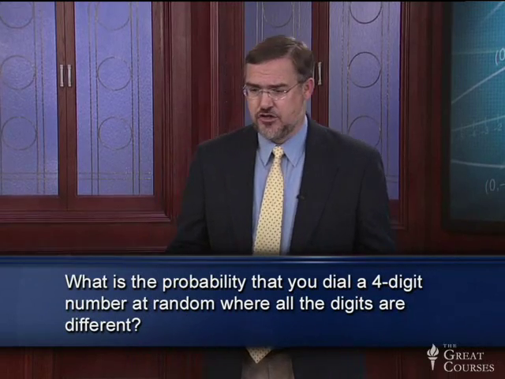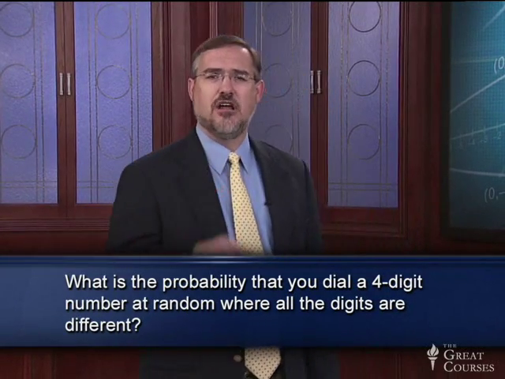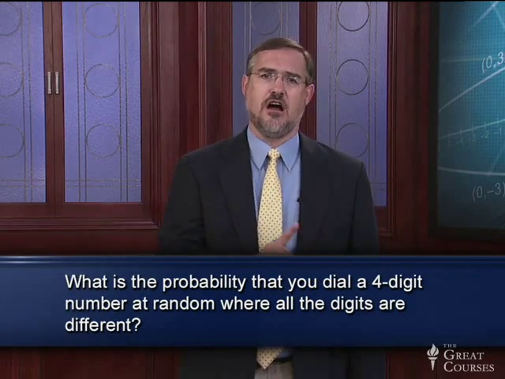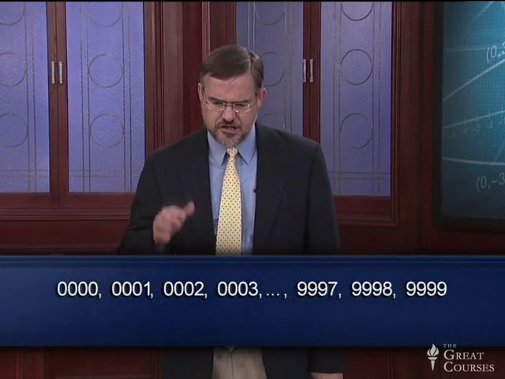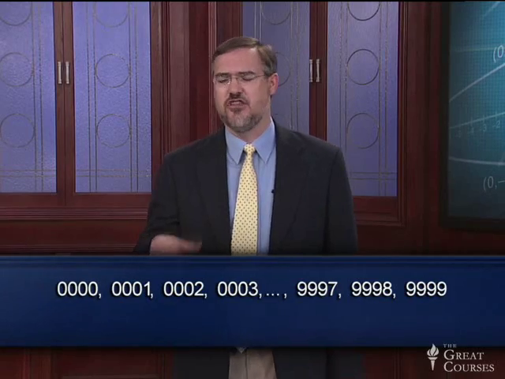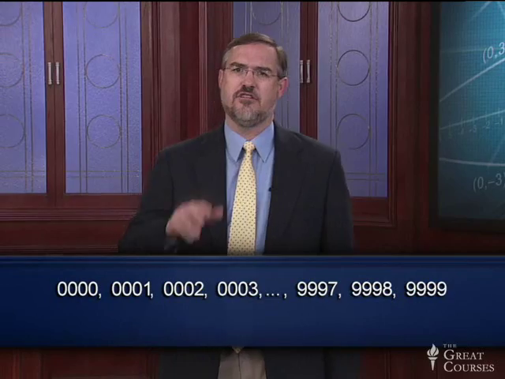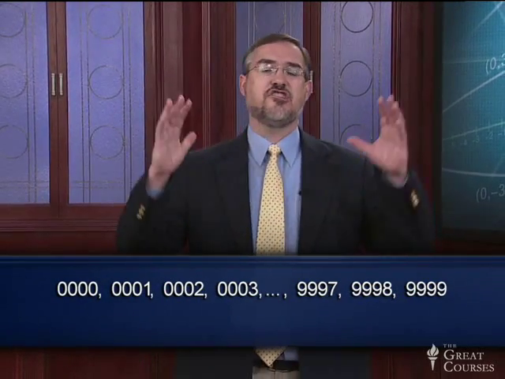Well, I was told in the problem that I could have any of the numbers from 0000 up to 9999. That means the numbers start at 0, 0, 0, 0, then the next one could be 0, 0, 0, 1, 0, 0, 0, 2, 0, 0, 0, 3, and they could go on for a long time until I get up to, say, 9997, 9998, and 9999. Now, that's the sample space.